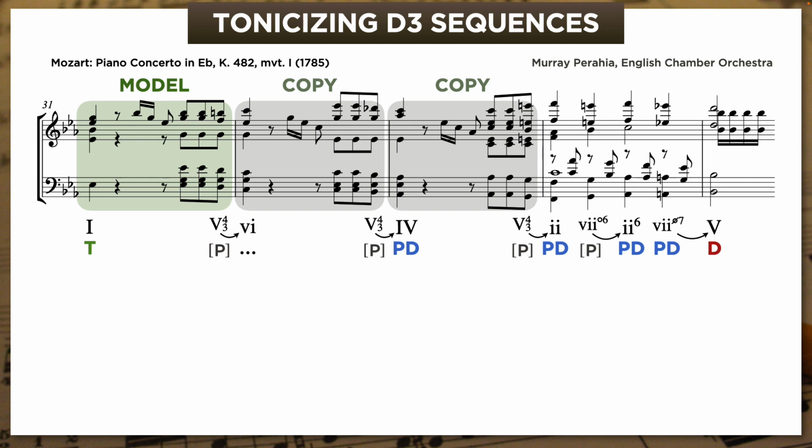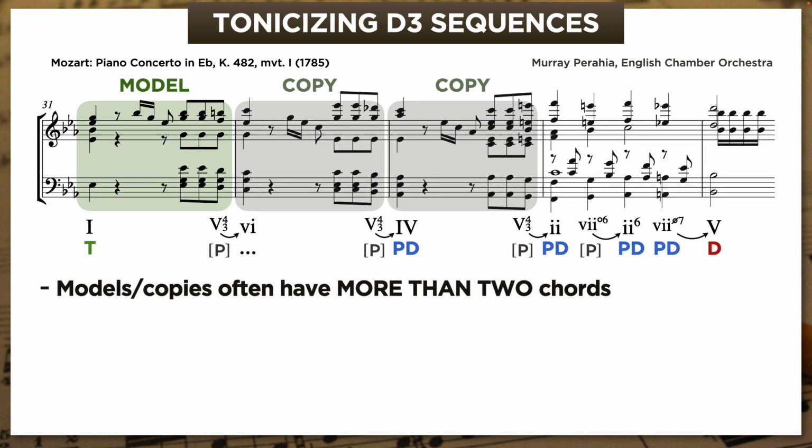Okay, so now on to some general points about tonicizing D3s. First, the Mozart passage on screen has exactly 2 chords per model and copy, which is what we've come to expect by now. But actually, tonicizing D3s can and often do have more than that. We'll see models and copies today with 3, 4, 5, or more distinct harmonies.